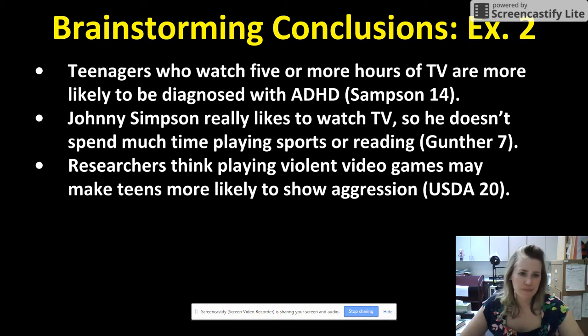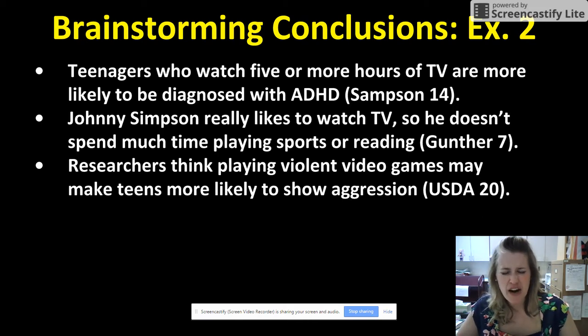Let's take a look at the next one. It says teenagers who watch 5 or more hours of TV are more likely to be diagnosed with ADHD. The next one is Johnny Simpson really likes to watch TV, so he doesn't spend much time playing sports or reading. And then researchers think playing violent video games may make teens more likely to show aggression.